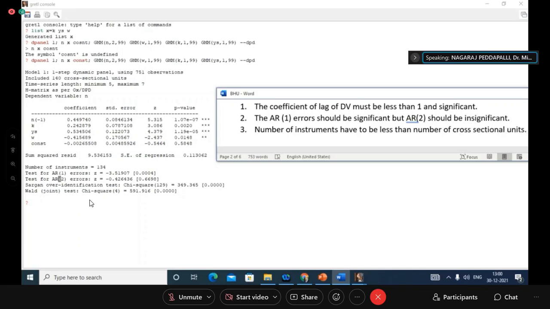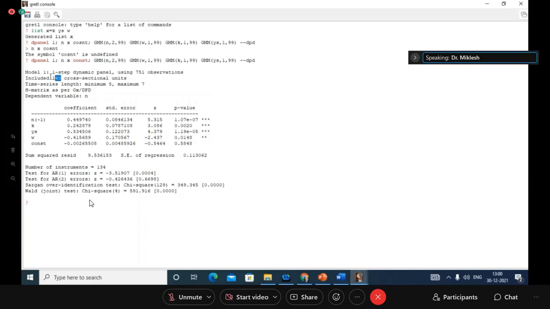It means your number of instruments have to be less than the number of cross-sectional units. How many cross-sectional units are there? 140. Where is it? This one. 140. So the number of instruments has to be less than 140.